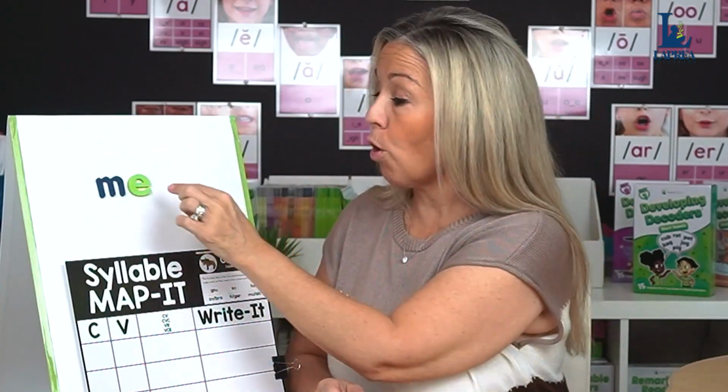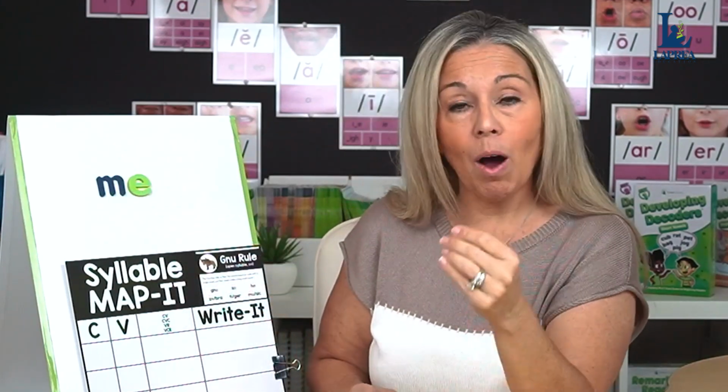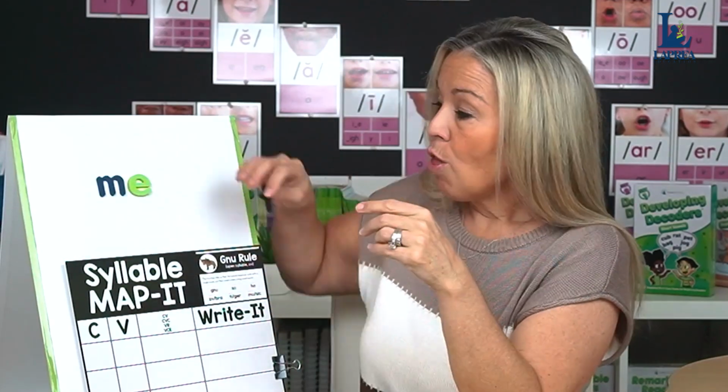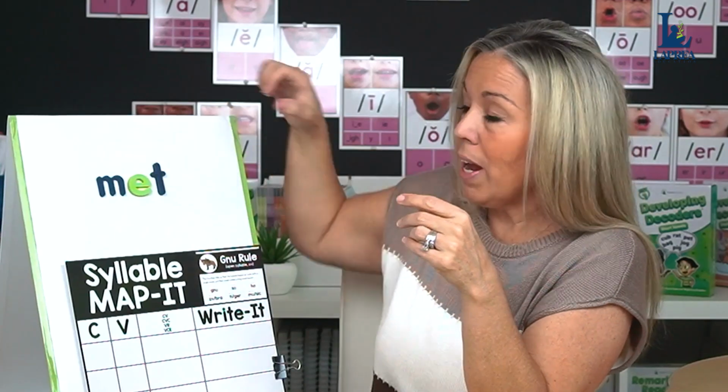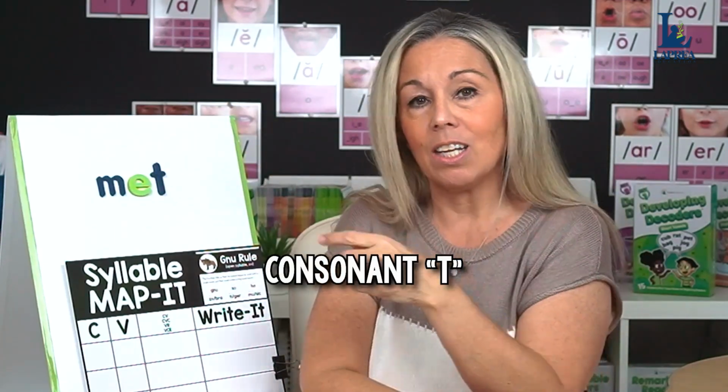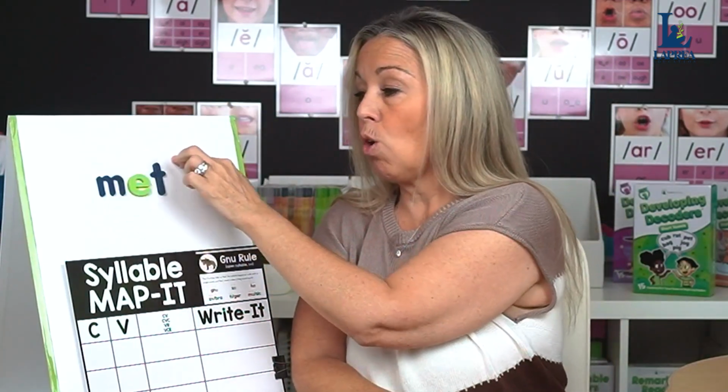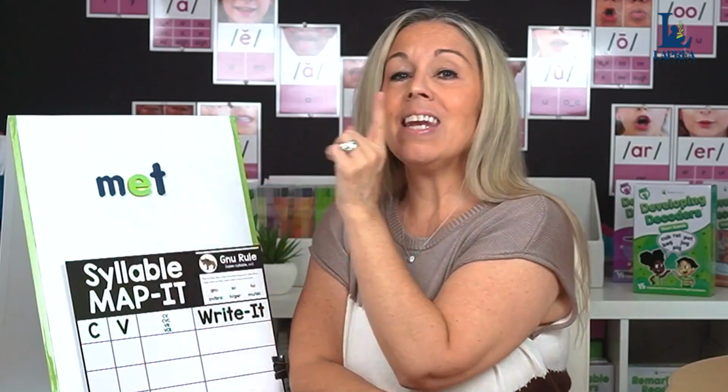Now, if we take a look at this word me with my magnetic letters, this is an open syllable word because the word ends in a vowel and the vowel says its name. It has the long vowel sound, E. It says the long E. This is considered an open syllable. The moment we add that consonant T to the word me, it closes in that vowel, and now the vowel says its short sound.